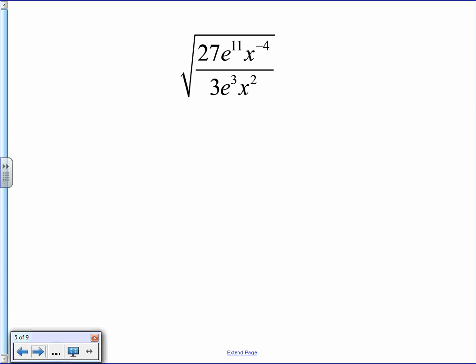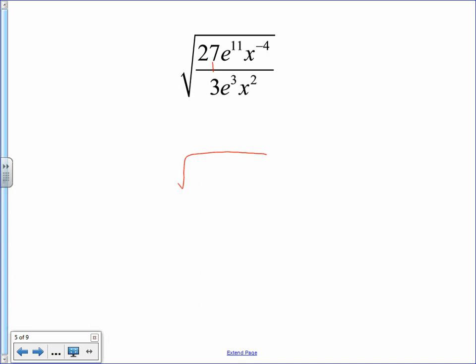Apply your properties of roots and radicals as well. So we're not just practicing our exponent rules, but also our radical rules. So it looks like we have a square root here. We've got things with e on the bottom, things with x on the bottom. I think maybe we'll simplify what's inside first and see if that helps us. So not doing the root yet. We're going to leave the root alone. We're going to simplify what's inside.